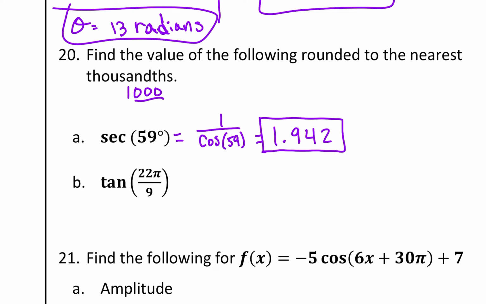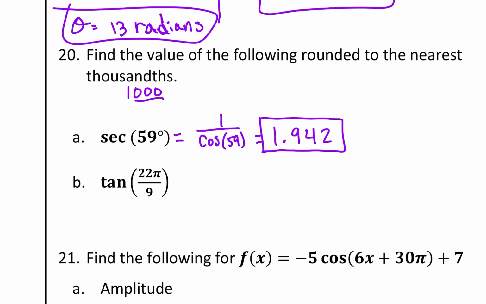Now the next one puts us back in radians, so it's important that we make sure we switch our calculator back to radians. And this time they asked us to find the tangent of 22 pi over 9. That's easy. We don't got to do anything extra for that. 22 pi divided by 9. When I type that in with my calculator in radians, I get 5.6712. So 5.671 is a good rounded answer.